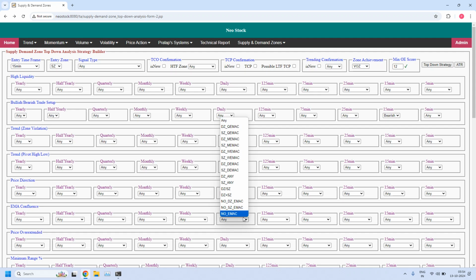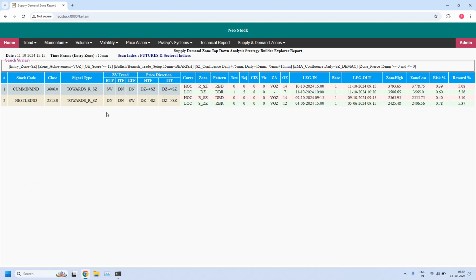And the daily, meaning higher time frame zone, is having daily supply zone confluence. Daily supply zone is having daily EMA confluence. This is EMA confluence. 2 stocks, Nestle is there? Yes. Perfect. This is a high probability setup. Second stock. The first one we can ignore, because anyway it is supporting a bearish trade setup. EMA does not add any additional advantage, but already it is having LTF, ITF, HTF confluence. That way it is a good stock.